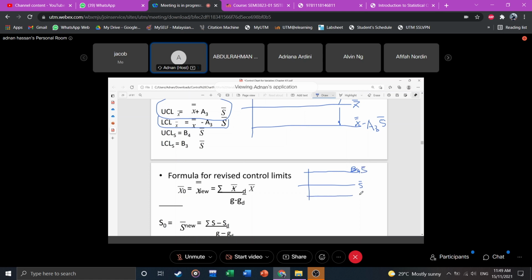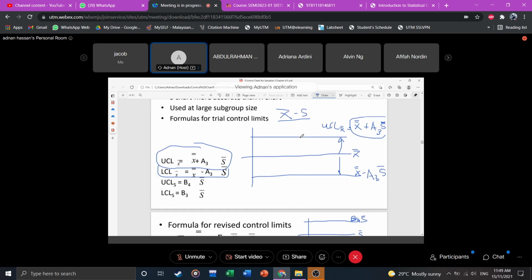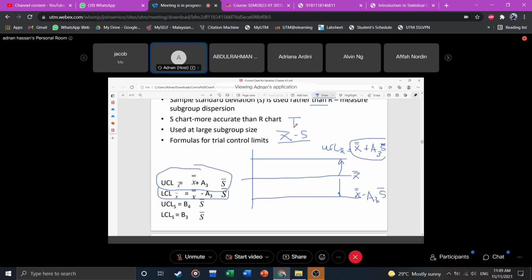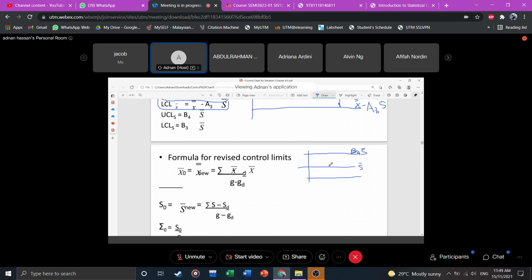Okay. All these are trial. This is still trial, X bar and R chart, meaning that the process is still not stable. We have not revised it. We have not removed any assignable cause. So this will be B3 S bar. So we also can do this revise.